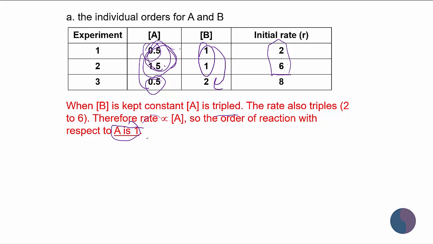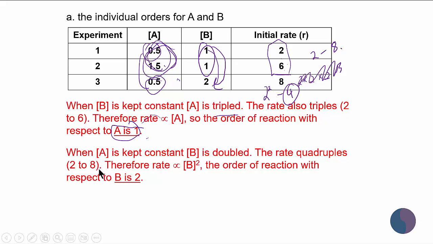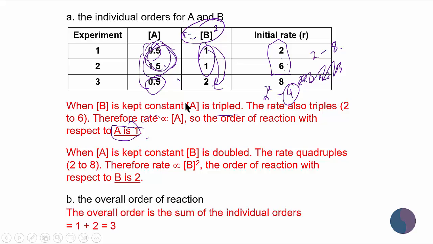If we have a look at B, when you keep A constant and you double B, the rate goes from 2 to 8. So A is kept constant, B doubles, the rate quadruples, 2 to 8, therefore the rate is proportional to B squared. So that's to the power of 2. So that's the order with respect to B when A is kept constant. Hope that makes sense. And so the overall order is you add the 1 here and the 2 here, and that adds up to 3. So the overall order of reaction is 3.